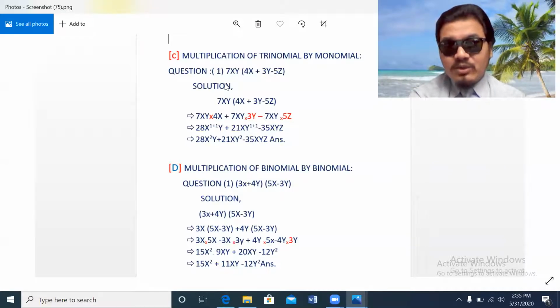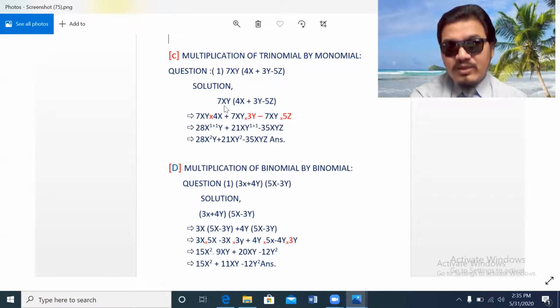And look, first of all, write solution, then a comma, and after that, write the question again. Write the question again. Here is how to multiply this trinomial by this monomial.